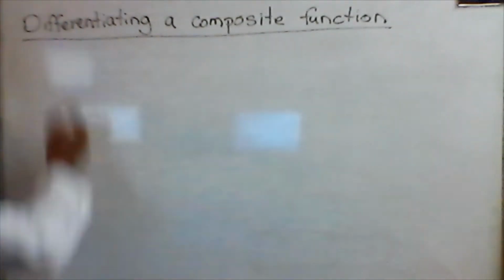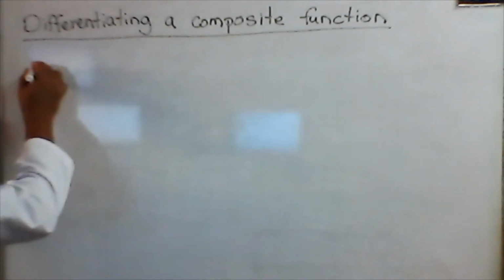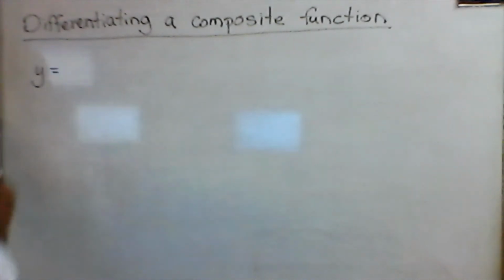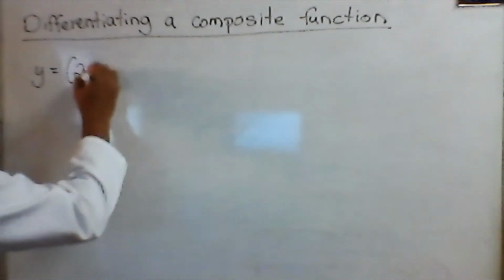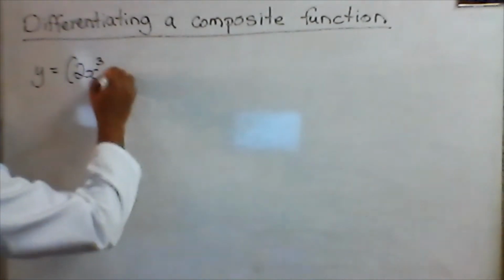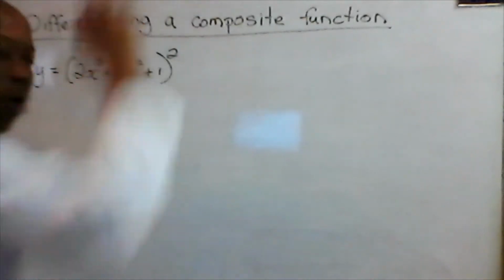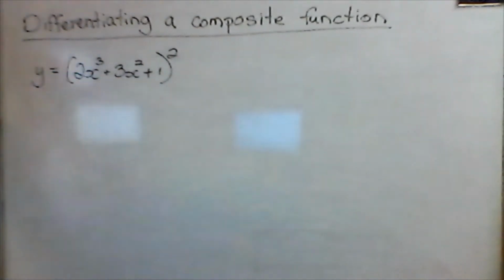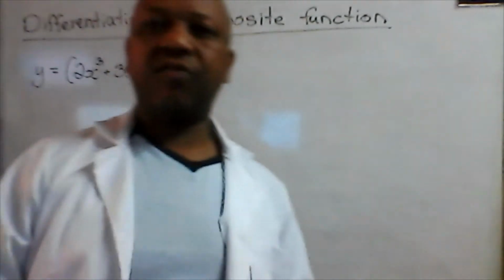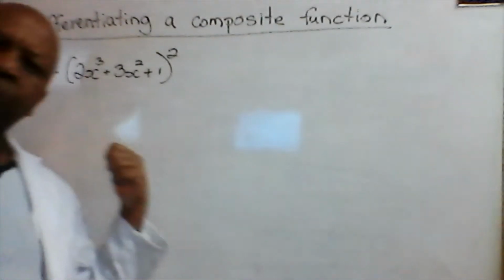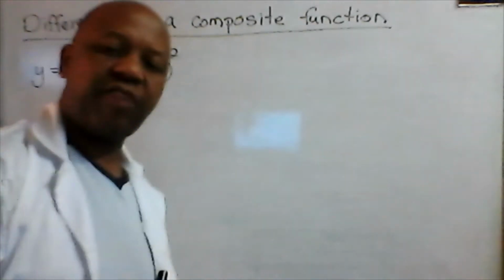Suppose you are given a function as an example: y equals 2x cubed plus 3x squared plus 1, all this raised to the power 2, and we want to differentiate this function. This is a composite function because it's made up of two functions.